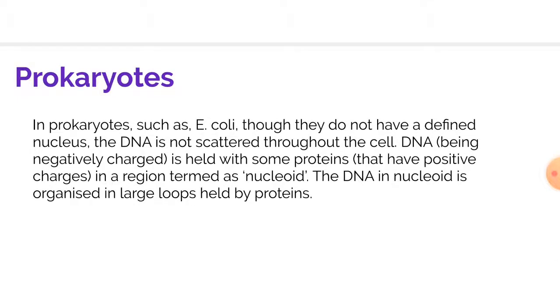In the prokaryotes like Escherichia coli, they do not have a well-defined nucleus. DNA is in the cell, and being negatively charged, it is held by some proteins which are positively charged, and this is what we call the nucleoid. The DNA nucleoid is organized in large loops which are held by the proteins.